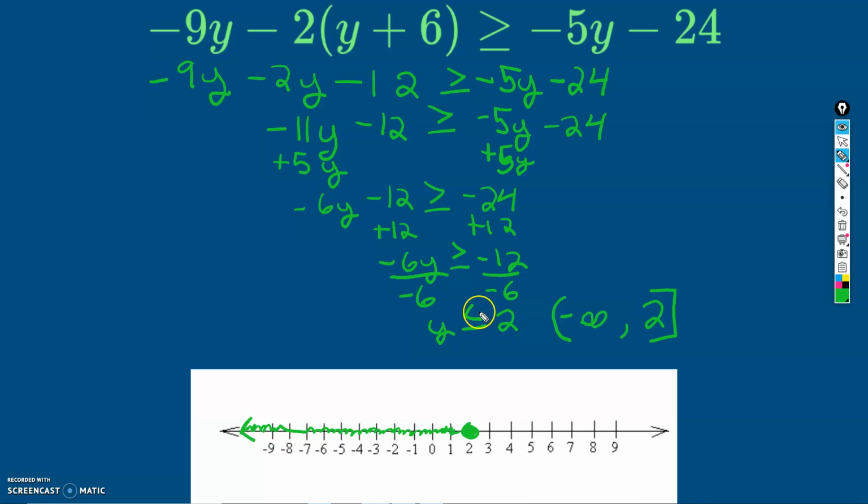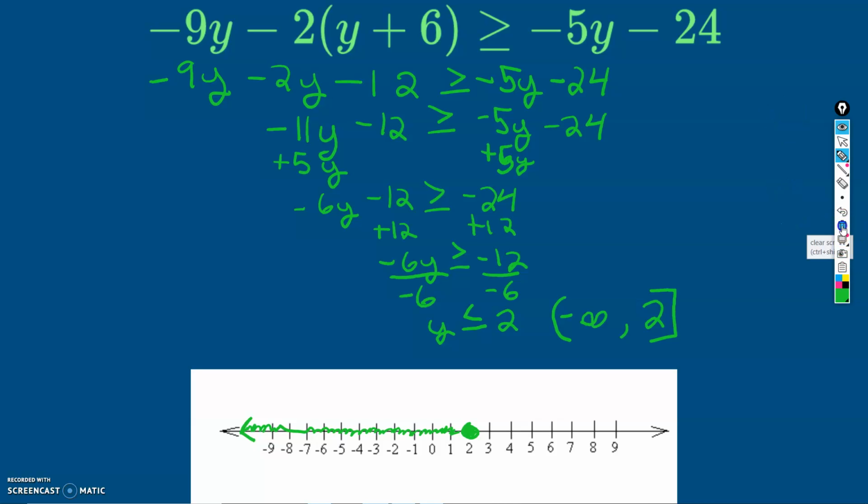So our inequality solves down to y less than or equal to 2. So 2 is the biggest we can be. We want everything less than on the graph. So negative infinity is going to be our smallest, comma, and 2 is the biggest, and we can include 2, so it gets a square bracket.